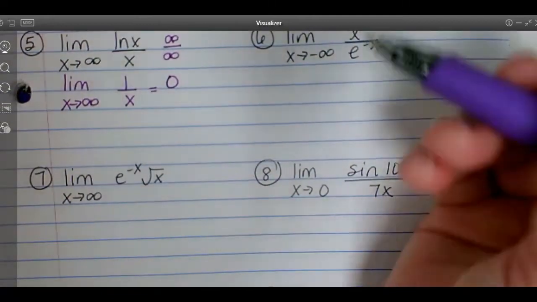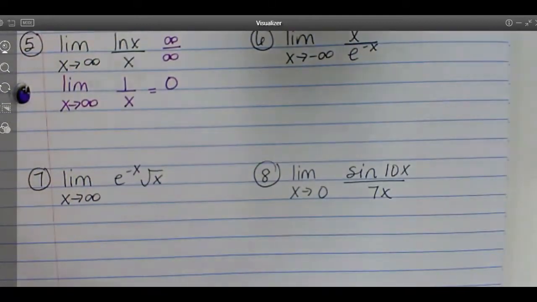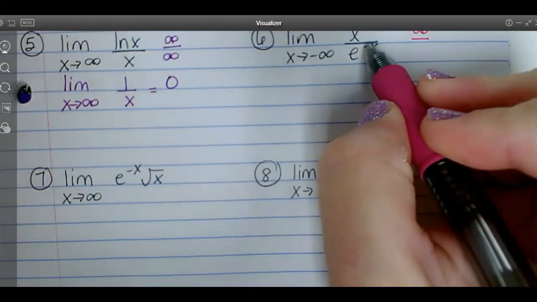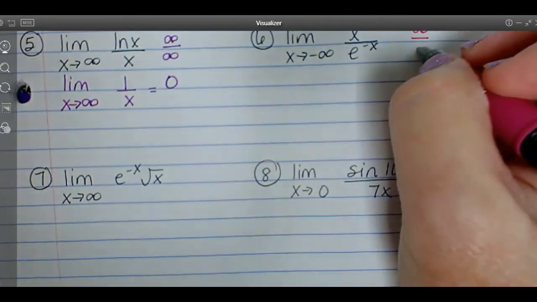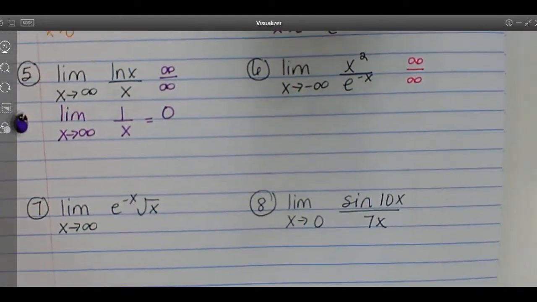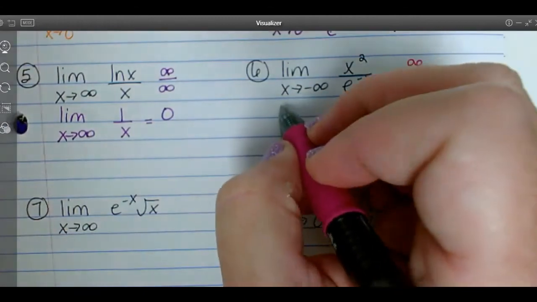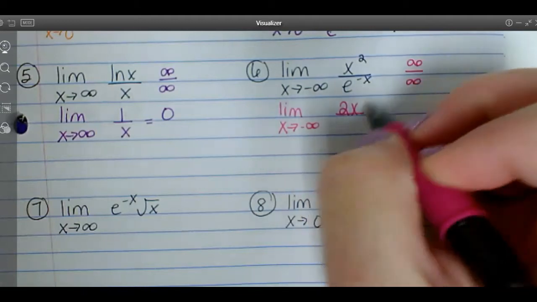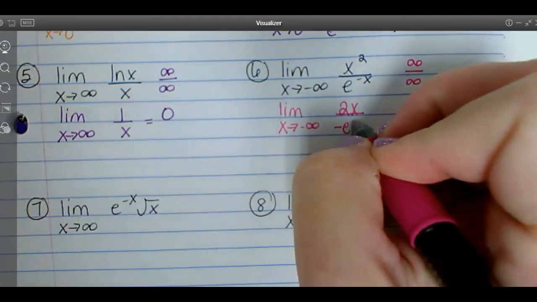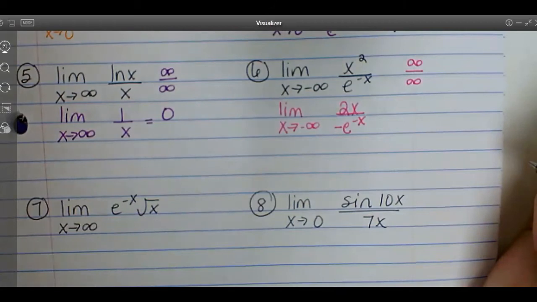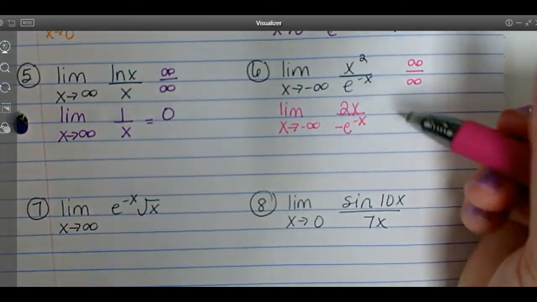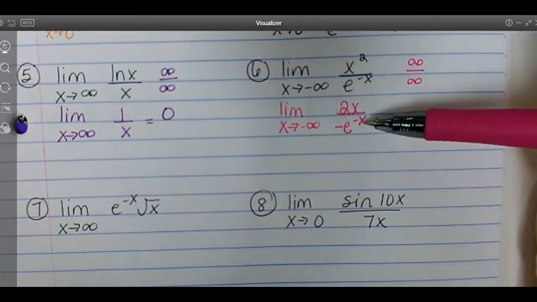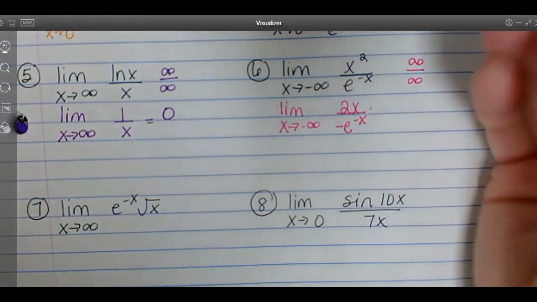Number 6, plug in negative infinity. So the top's going to give me infinity. Negative infinity would give me e to the infinity, so I still get a big number on the bottom. So we're going to continue and we're going to find the derivative. The derivative of the top is 2x. The derivative of the bottom is negative e to the negative x. Okay, think about plugging in infinity again. So the top still is negative infinity. The bottom, again, is negative infinity.